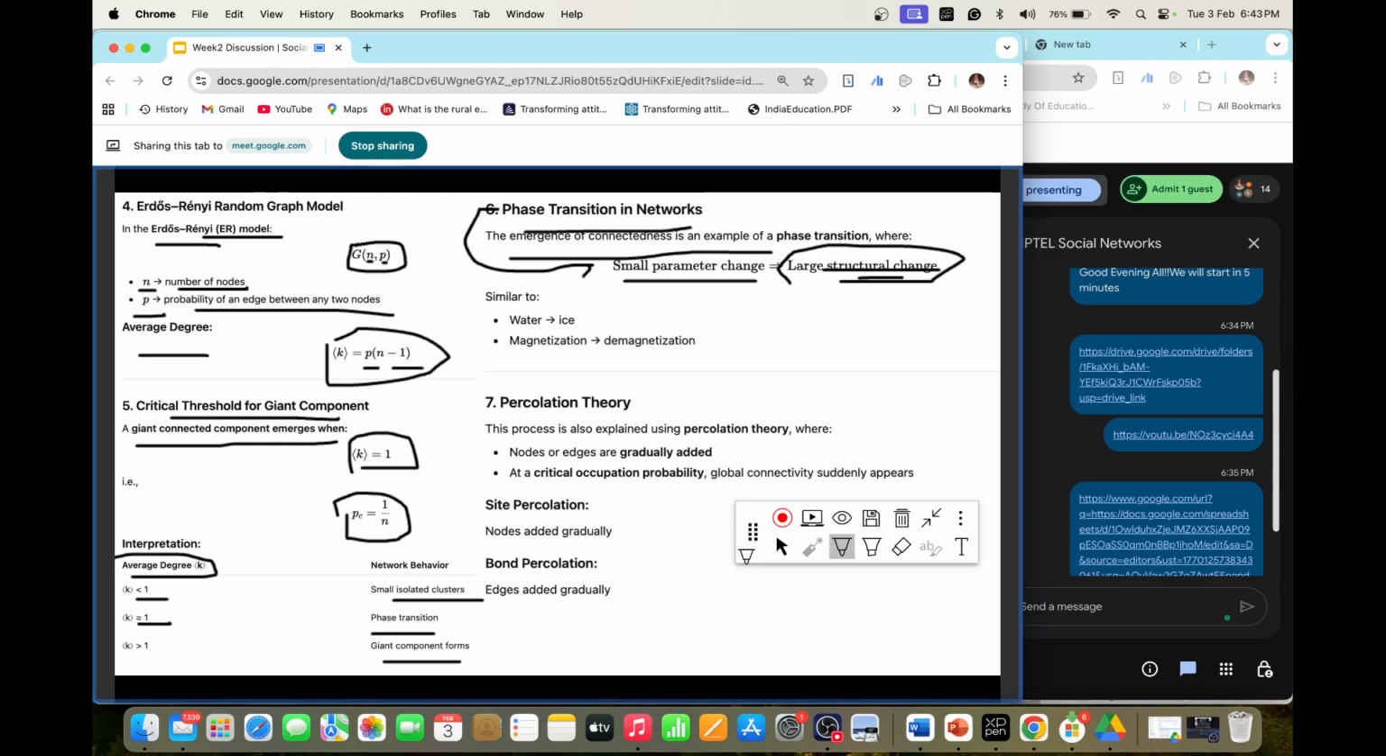Then percolation theory: this process is also explained using percolation theory, where nodes or edges are gradually added at a critical occupation probability. Global connectivity suddenly appears.